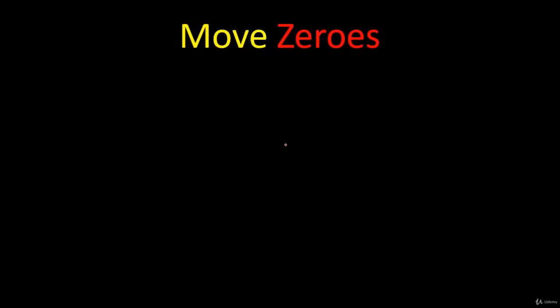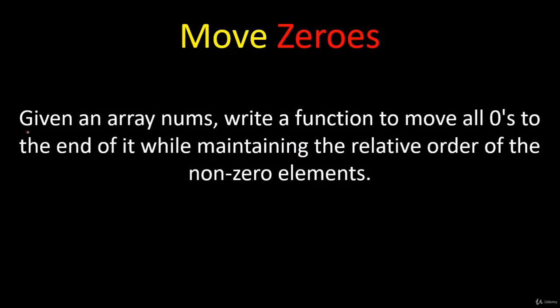Move zeros. Here's the problem statement. Given an array nums, write a function to move all zeros to the end of it while maintaining the relative order of the non-zero elements. We have to solve this problem in constant space complexity. Okay, so we have to solve this problem by modifying the array in place.